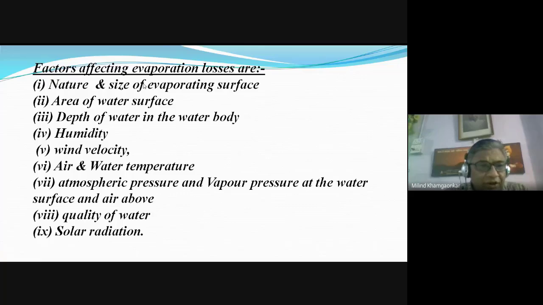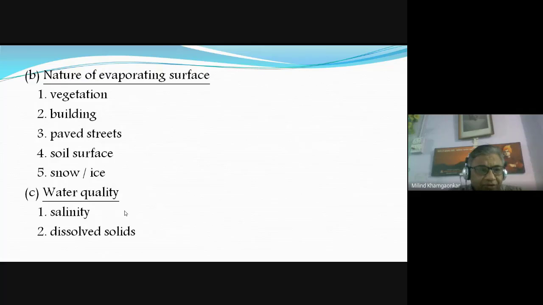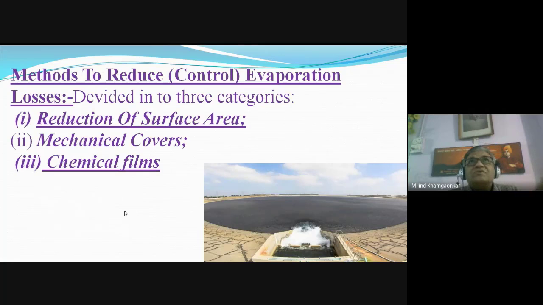Then various factors affect the evaporation: the nature and size of the surface area, depth of water, humidity, wind velocity, temperature, atmospheric pressure, quality of water, and solar radiation. They can also be divided into meteorological factors, soil surface characteristics, and water quality characteristics. As we have seen, almost 90% of the precipitation water gets converted into vapor. This much loss is there.